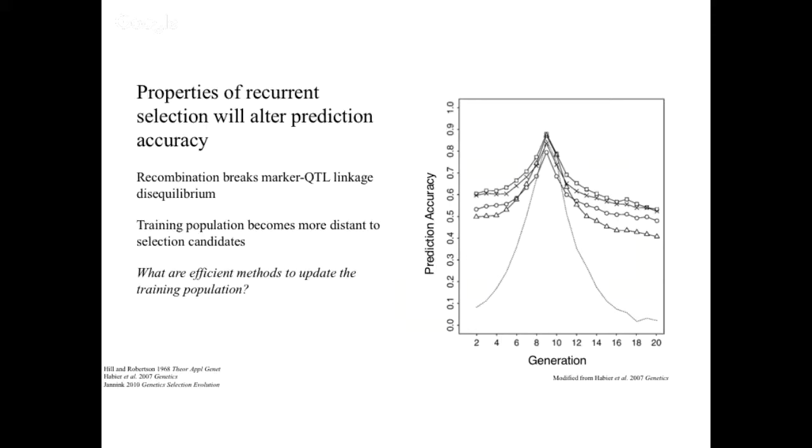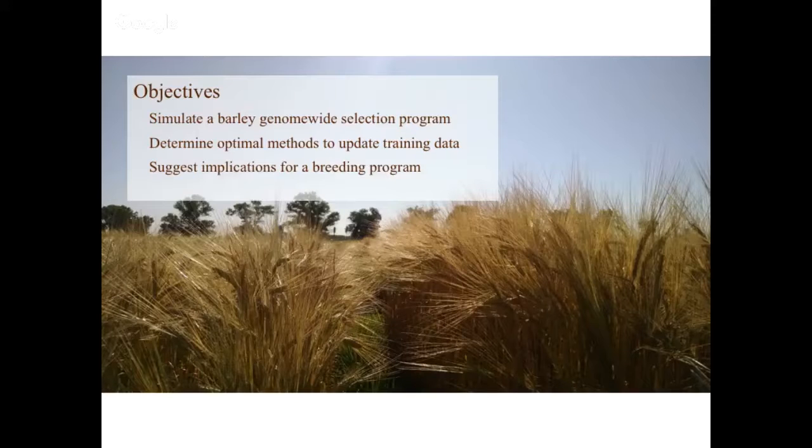However, and this is not a new concept and has been proposed previously, what we wanted to look at were different methods to optimally update that training data. And so our objectives were to simulate a barley breeding program using genome-wide selection and determine optimal methods of updating training data by looking at the prediction accuracy over time, response to selection, genetic variants, and then a number of other explanatory factors. And then I'll also suggest implications for a breeding program using the data and results that we obtained.